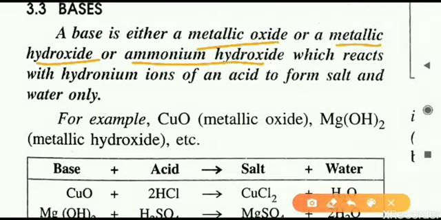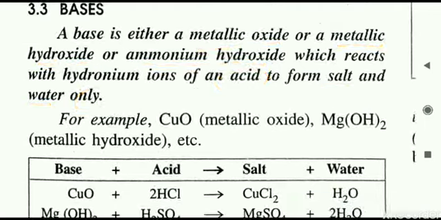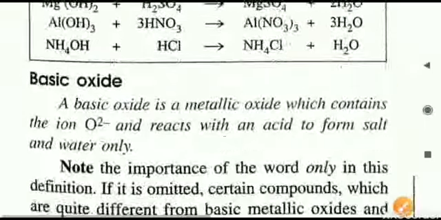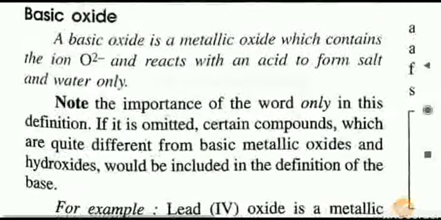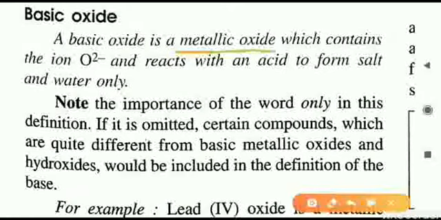And what will the reaction produce? Reaction with acid will produce salt and water only. Nothing else should be produced. If other things are produced along with salt and water, then it is not a base. Let us now understand the topic of basic oxide. What is a basic oxide? It is a type of metallic oxide. Many metallic oxides can be there, but all metal oxides are not basic oxides.